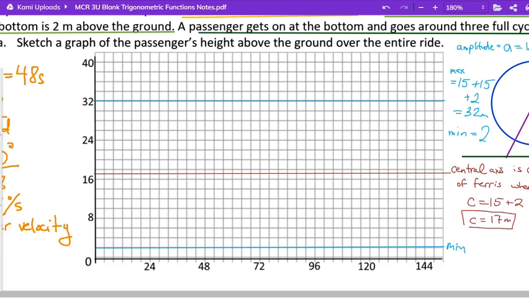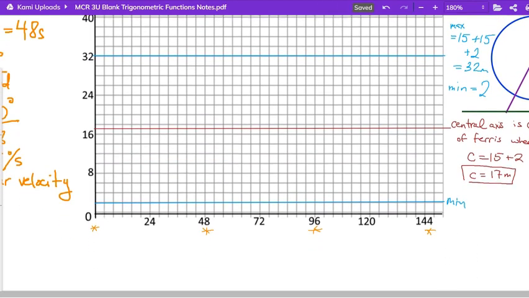The next thing I might want to mark is the period. I know that this cycle repeats every 48 seconds. So let's make a mark at 0, at 48, at 96, and 144. At those stars, that's the end of each cycle. Now, how many cycles are we supposed to draw? 3. So we have enough space.